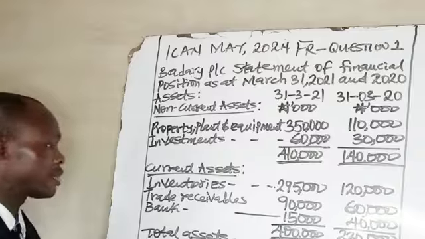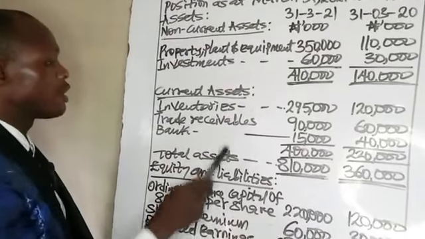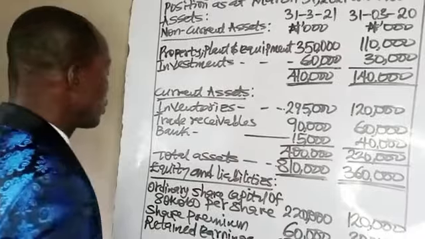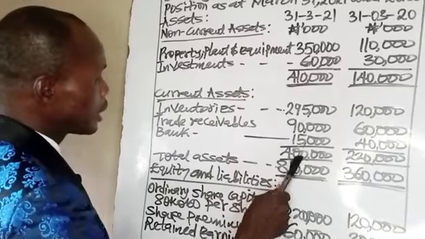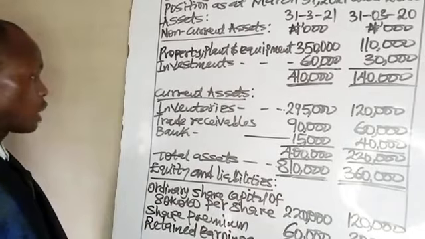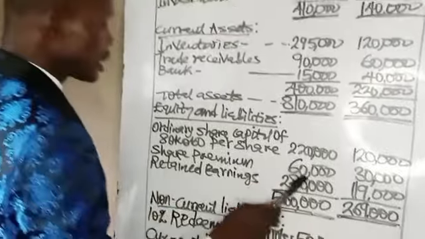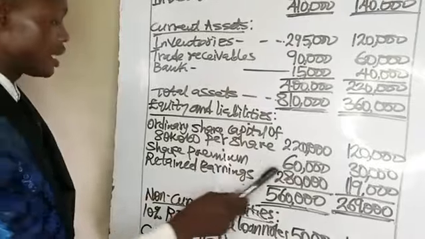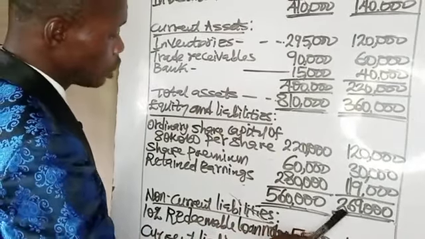Then we have current assets, which include inventories 295,000 and 120,000. Trade receivables 90,000 and 60,000. Bank 15,000 and 40,000. The current assets total 400,000 and 220,000. Total assets 810,000 and 360,000 for 2021 and 2020 respectively. Equity and liabilities. Ordinary share capital of 80 kobo per share, 220,000 and 120,000. Share premium of 60,000 and 30,000. Retained earnings 280,000 and 119,000. Equity total 560,000 and 269,000.